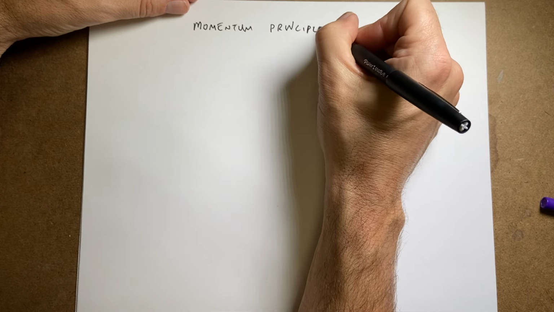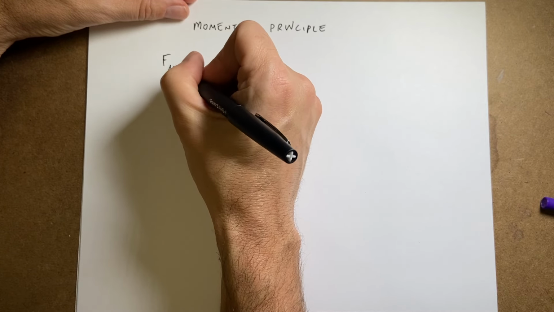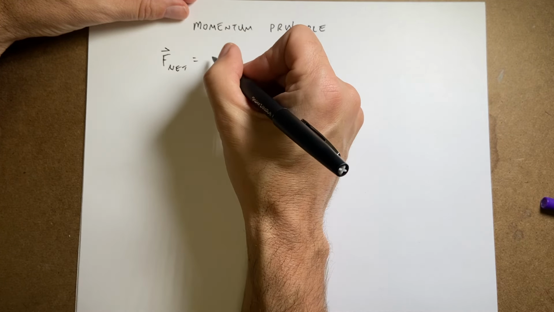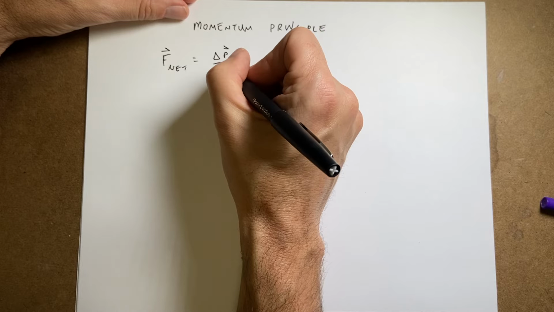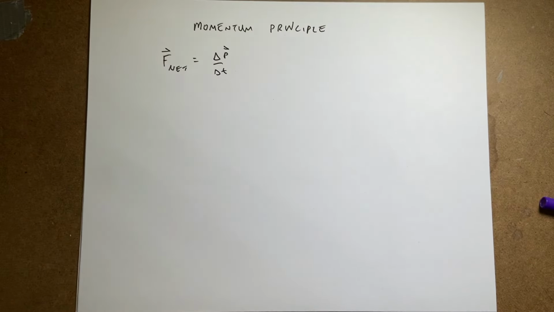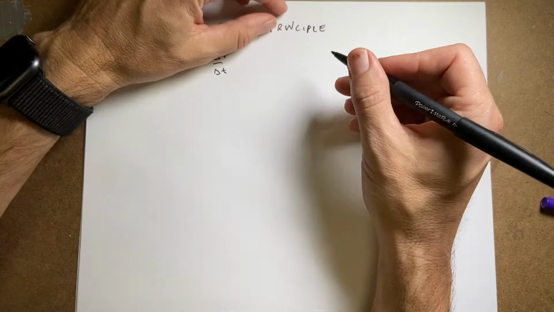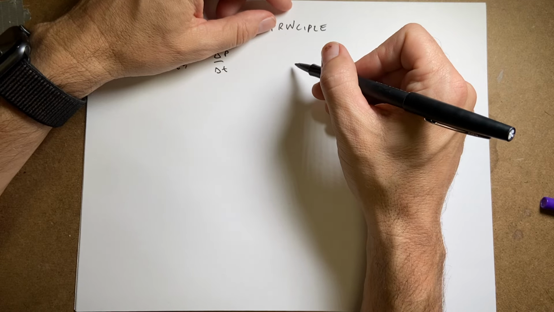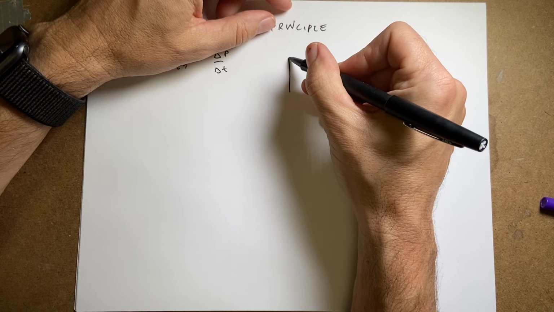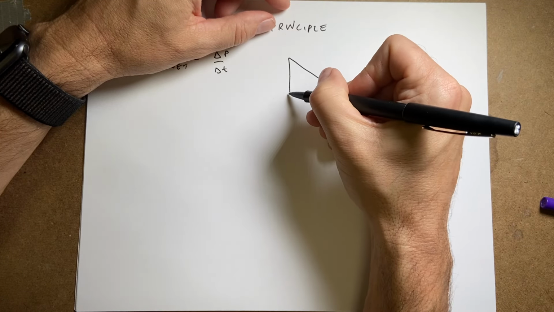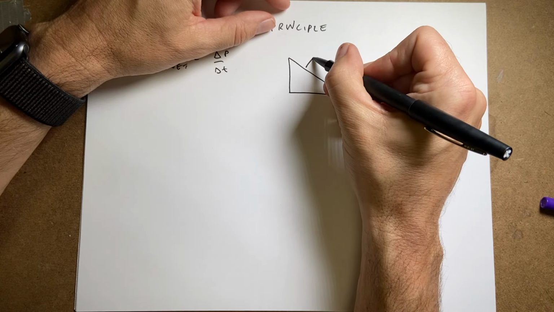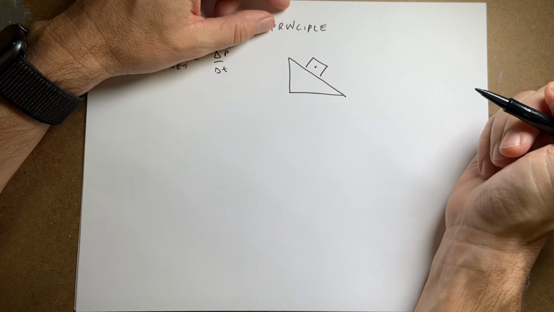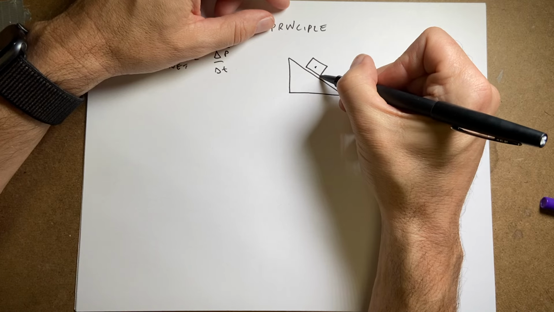F net equals delta P over delta T. Okay, but what kind of forces can we have? If I have an object, let's say, here's a block sitting on a plane.